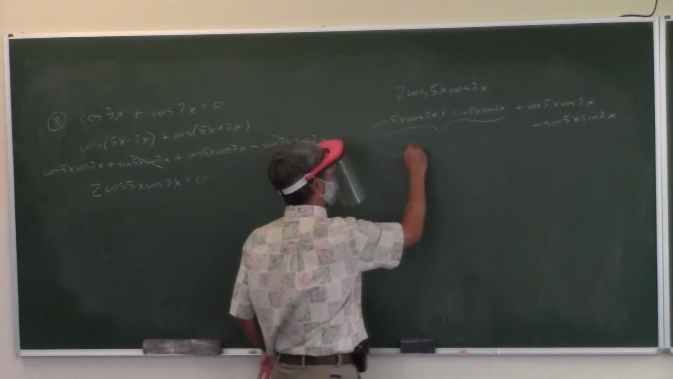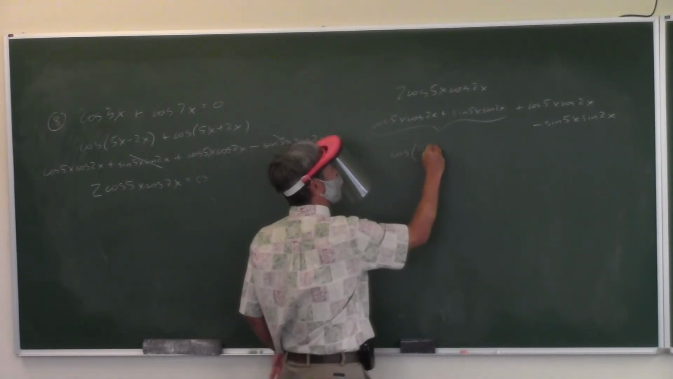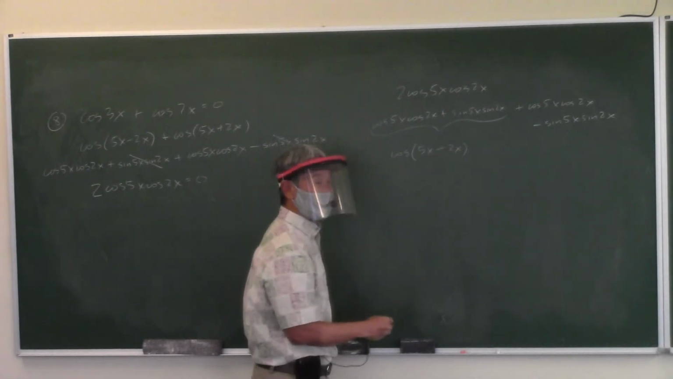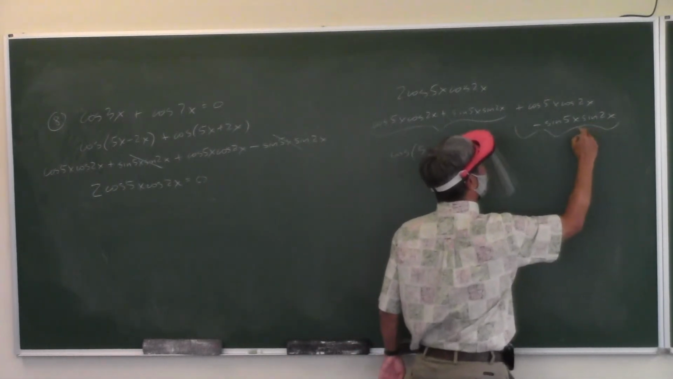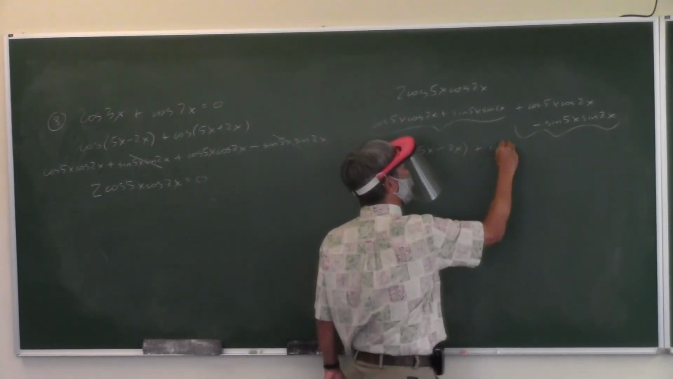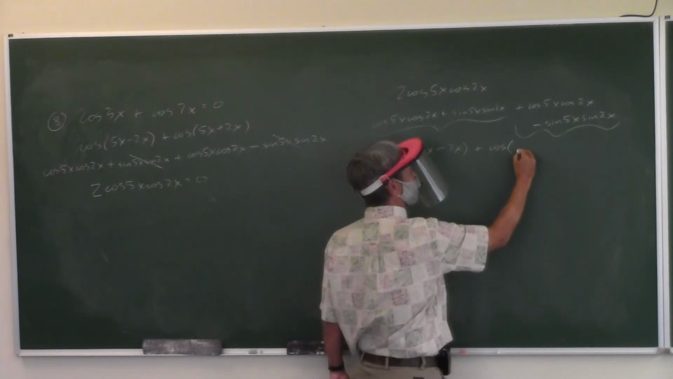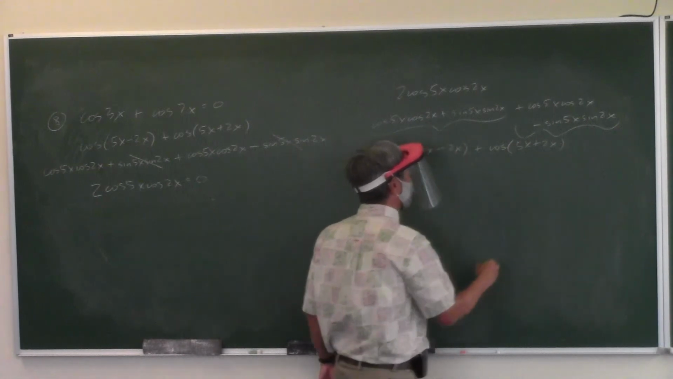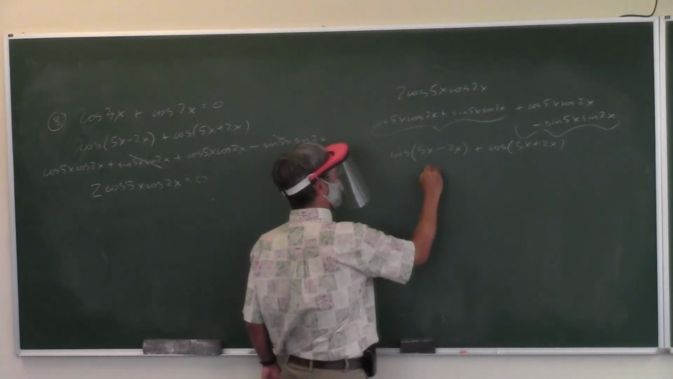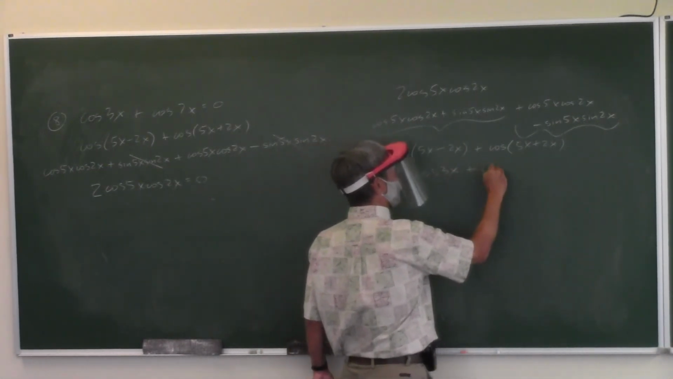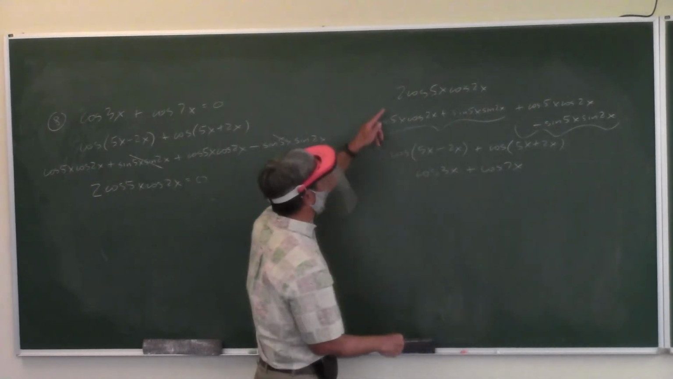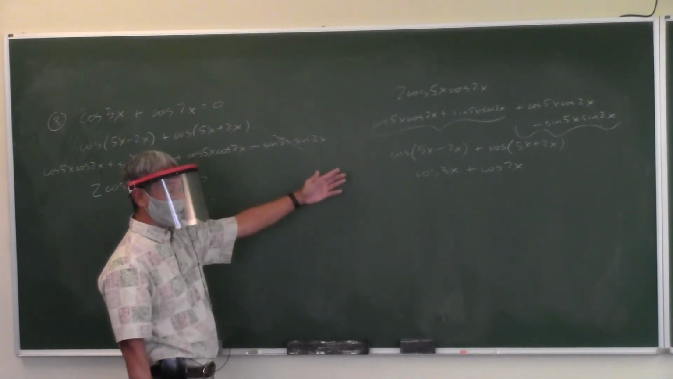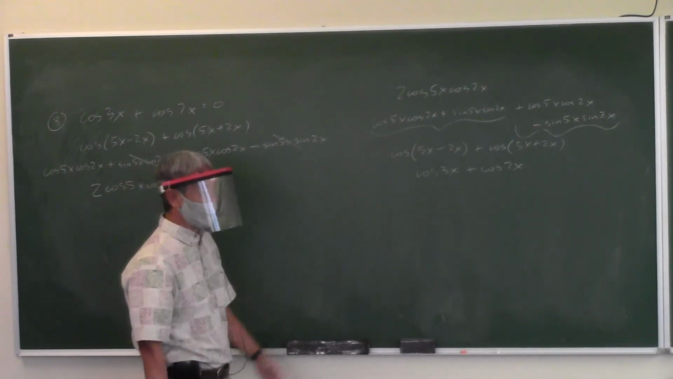That's the identity for cosine of 5x minus 2x. And then look at these. That's the identity for cosine of 5x plus 2x. And then now we just simplify. Cosine 3x plus cosine 7x. We changed the product into a sum. And again, if you don't like what I'm teaching you here, then memorize those 8 identities in your book from last year.